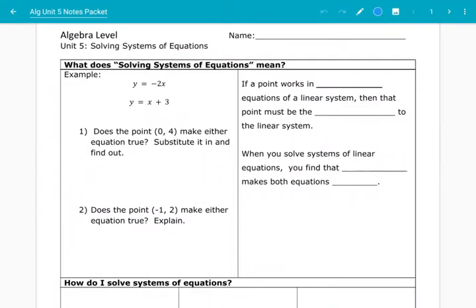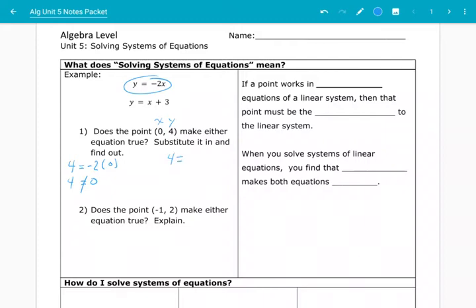So, solving systems of equations. What does that mean? Well, here's our two equations. We had y equals minus 2x and y equals x plus 3. Let's put this point in for x and y and see what happens. So I'm going to use 0 for x and 4 for y. So I'm going to rewrite this one first. 4 equals minus 2 times 0. Well, minus 2 times 0 is 0, so 4 equals 0. That doesn't work.